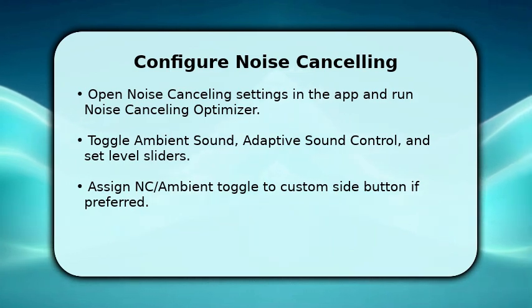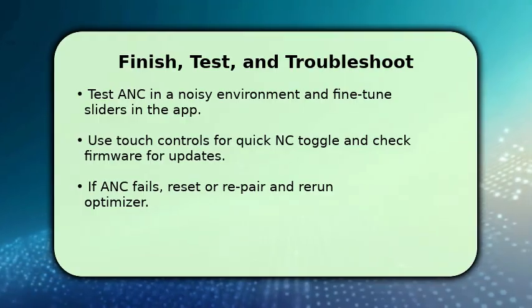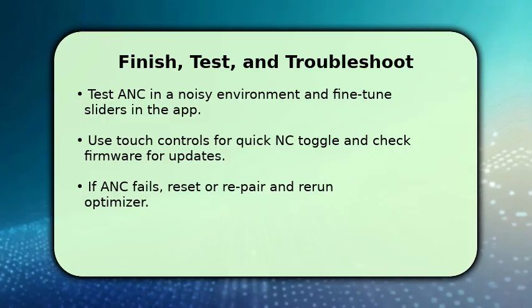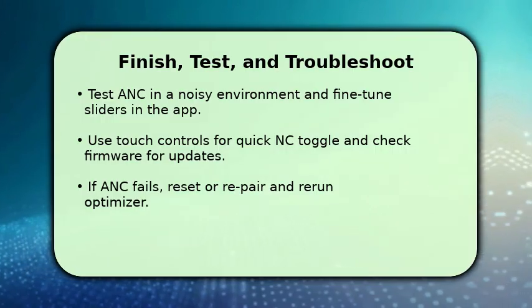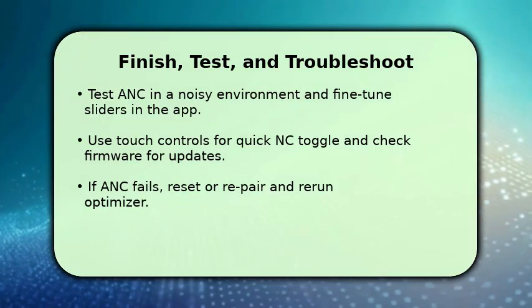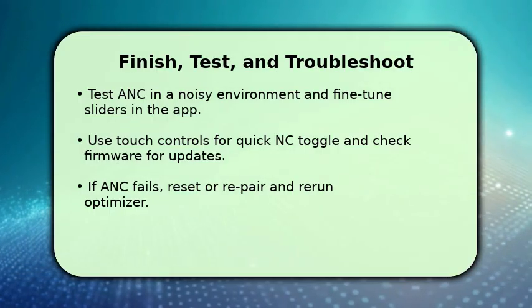Finish by testing. Go into a noisy environment and listen with noise canceling on, then fine-tune the ambient and ANC settings until voices and low-frequency hum are reduced while speech clarity remains. Make sure touch controls and the NC button respond. If you want best audio quality, pick the correct Bluetooth codec in the phone settings.